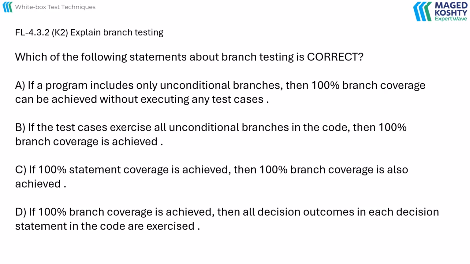A. If a program includes only unconditional branches, then 100% branch coverage can be achieved without executing any test cases. How can we achieve any coverage without executing any test cases? This is nonsense. B. If the test cases exercise all unconditional branches in the code, then 100% branch coverage is achieved. If we cover only all the unconditional branches, that means we haven't covered any conditional branches. So there's no guarantee that we have achieved 100% branch coverage.